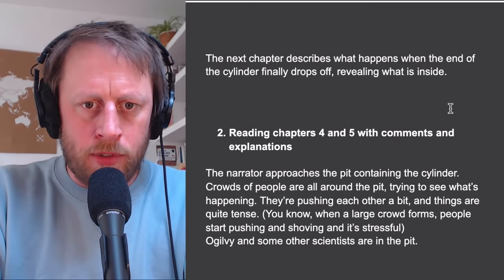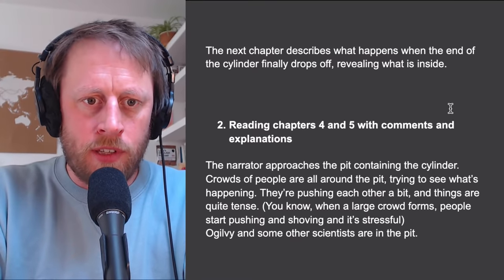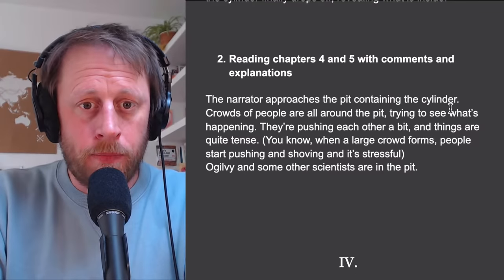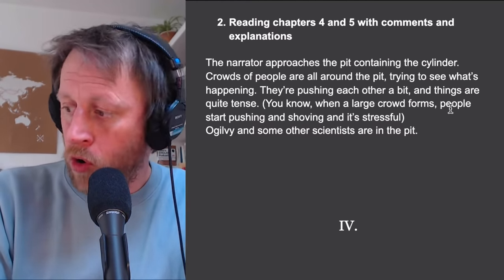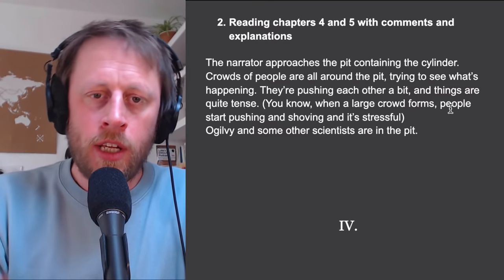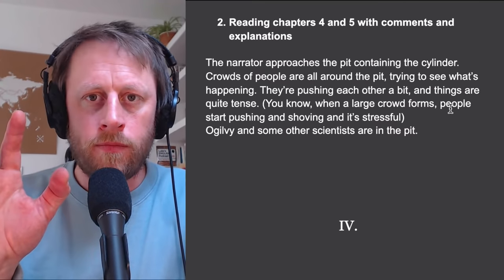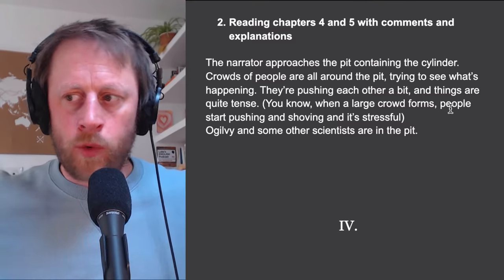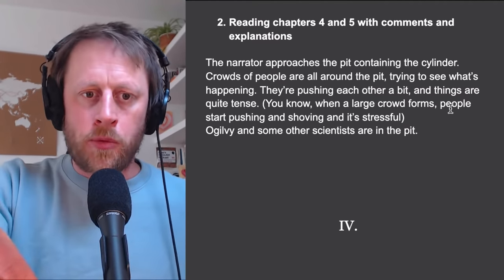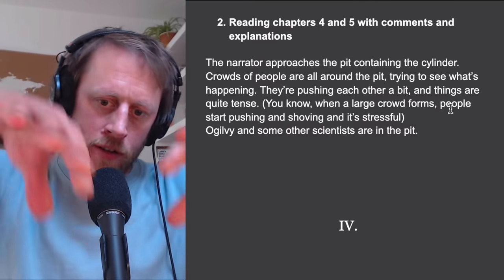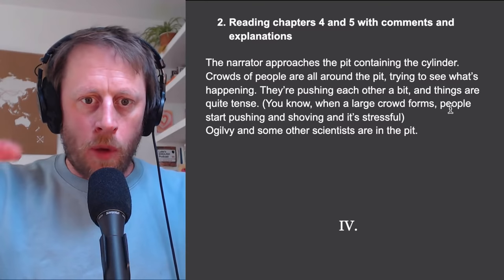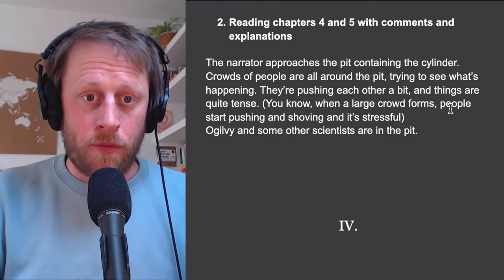The next chapter describes what happens when the end of the cylinder finally drops off, revealing what is inside. So I'm now going to read chapters 4 and 5 with comments and explanations as I go. So picture the scene. On the middle of a grassy common with trees and buildings in the distance, not far from London, the object has landed in the sand, creating a kind of pit. People are crowding around. The end is unscrewing from this thing.